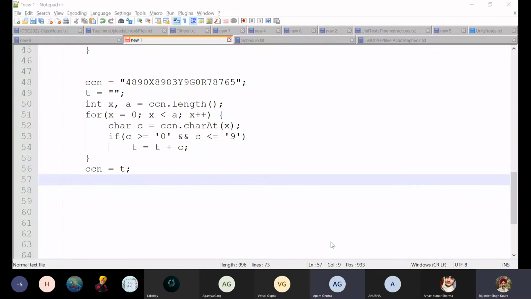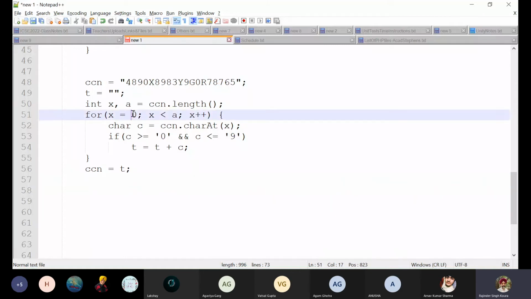No, sir. Okay. So what is going to happen is it is going to go from the beginning to the end of the string and it is going to extract each character. If that character is actually a number, it is going to add to t. So that means, don't you think t is basically a string? So it will keep on concatenating those characters. First, it is going to be only a 4.